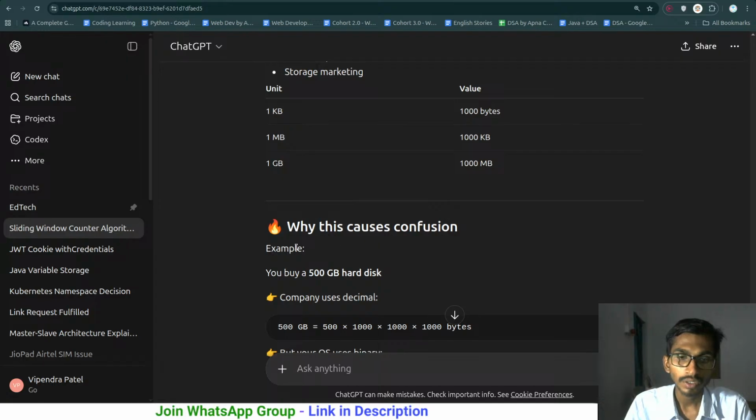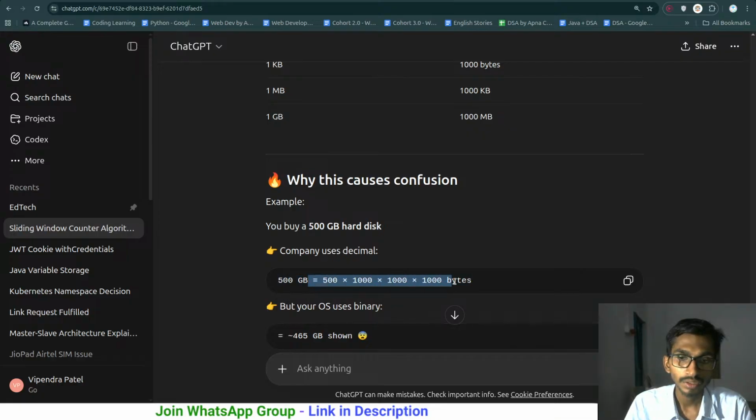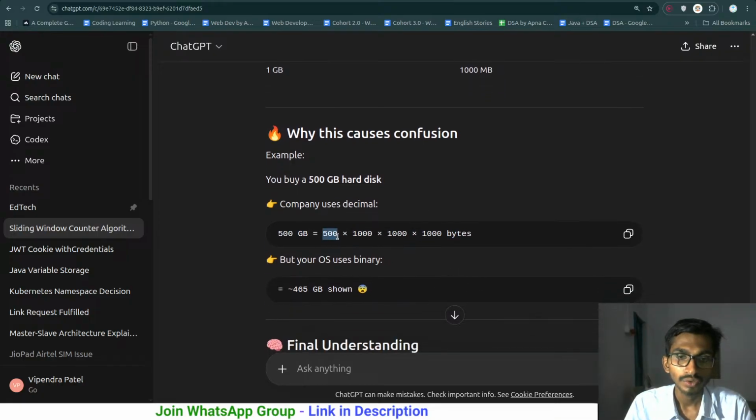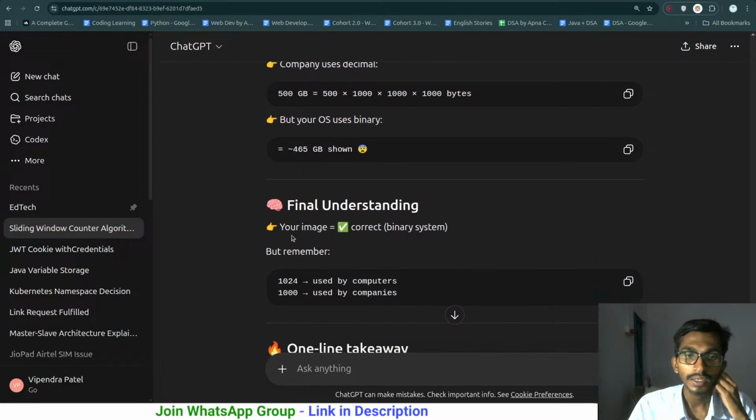So why does this cause confusion? You buy a 500 GB hard disk, and companies use decimal. So 500 GB means 500 multiplied by 1000, 1000, 1000 bytes. Okay, fine. But your OS uses binary, so about 465 GB is shown. That's right. So the final understanding.